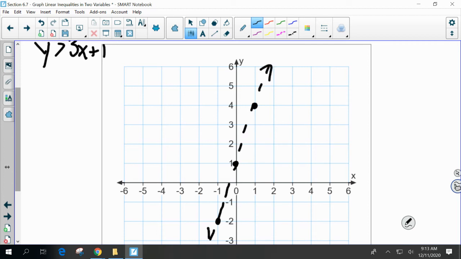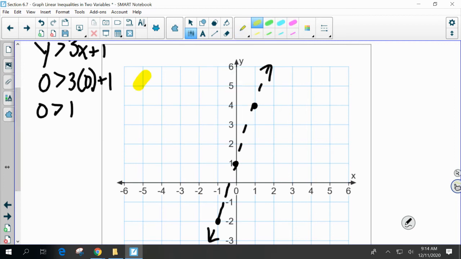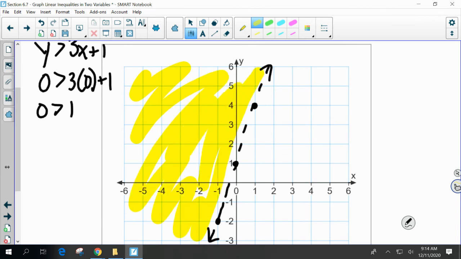Okay, so it should be a dashed line, and I can use 0, 0 because that's not on my line, or you could use 1, 1. So 0 is greater than 3 times 0 plus 1. 0 is greater than 1. So that is not true. So I need to shade the other side of my graph. And that's what yours should look like.